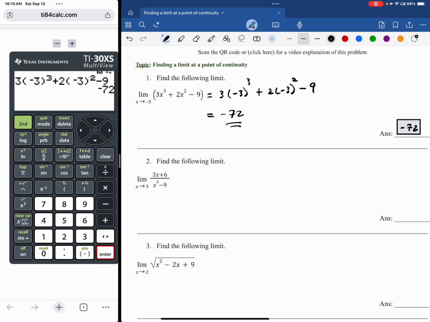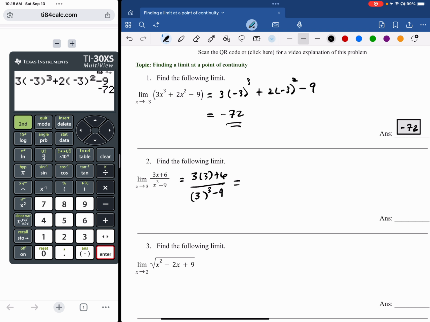The next one says the limit as x approaches 3. Then we have a rational function. We can try directly plugging it into the rational function. It's 3x plus 6 all over x cubed minus 9. So when we plug it in, it would be 3 times 3 plus 6 divided by 3 cubed minus 9.